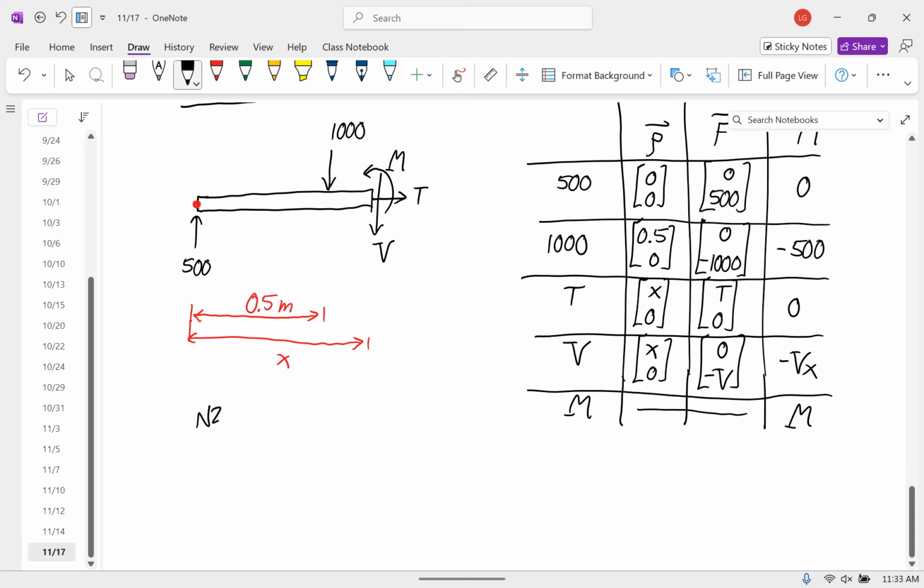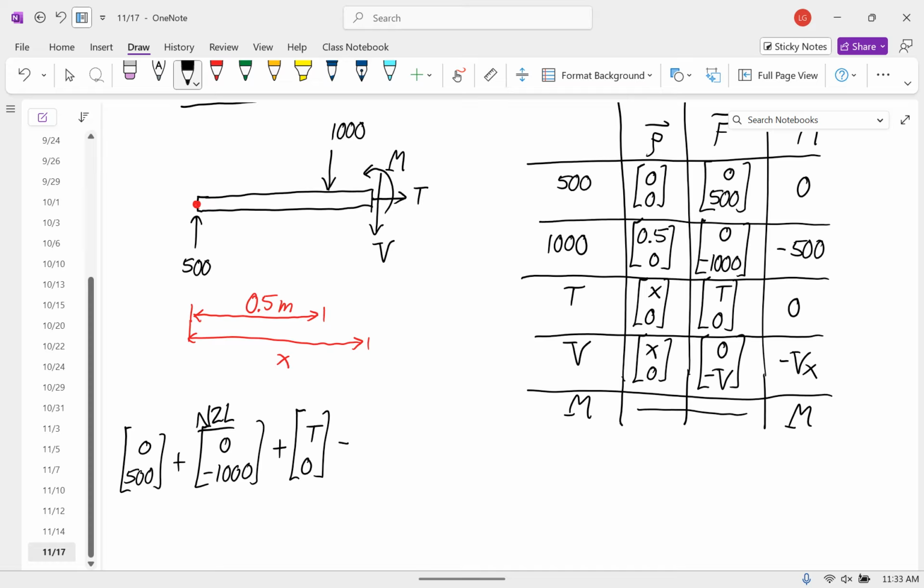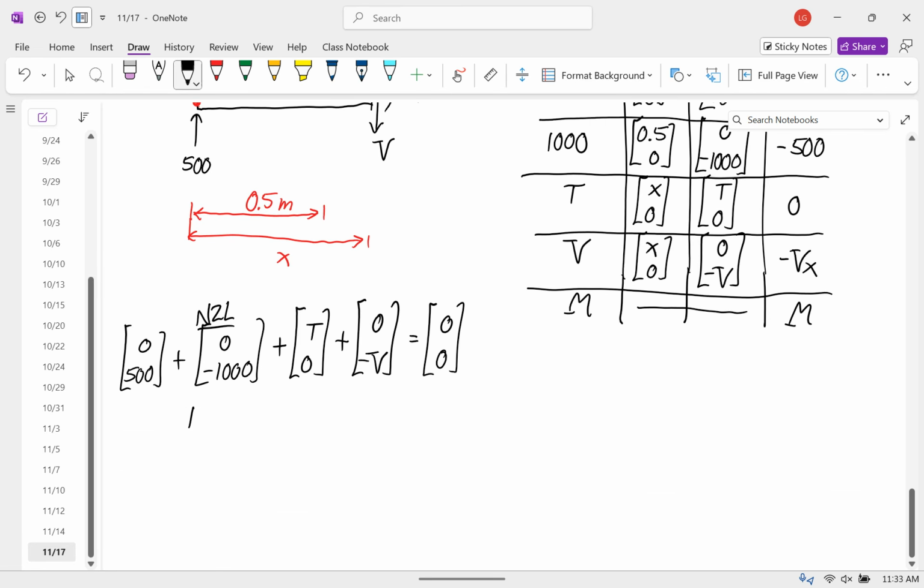So Newton's second law says 0, 500 plus 0, negative 1,000 plus t0 plus 0, negative v is equal to zeros. And this time, we still get the same internal tension. T is equal to 0. The shear force is this time negative 500. Last time it was positive 500.